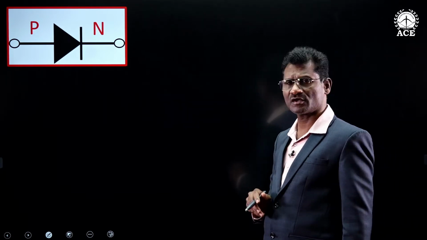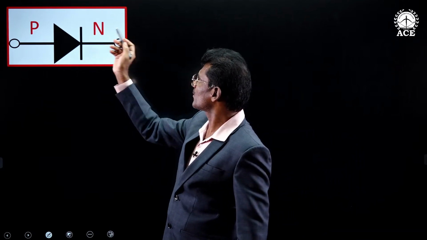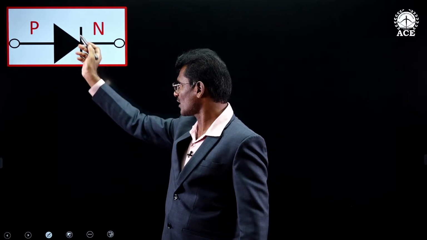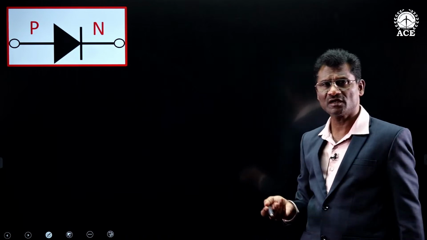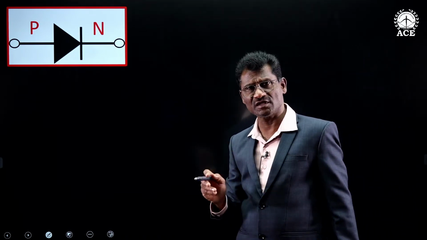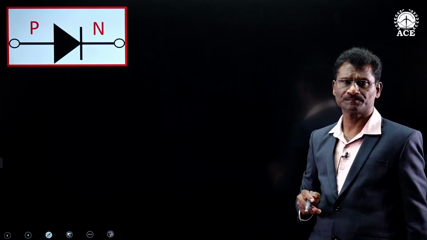By looking at this circuit symbol, can we say that it is having two terminals? Yes. Vertical line represents N. Triangular piece represents P. So this circuit symbol is able to identify the number of terminals and also the names of terminals. That is the primary information to be given by any circuit symbol.